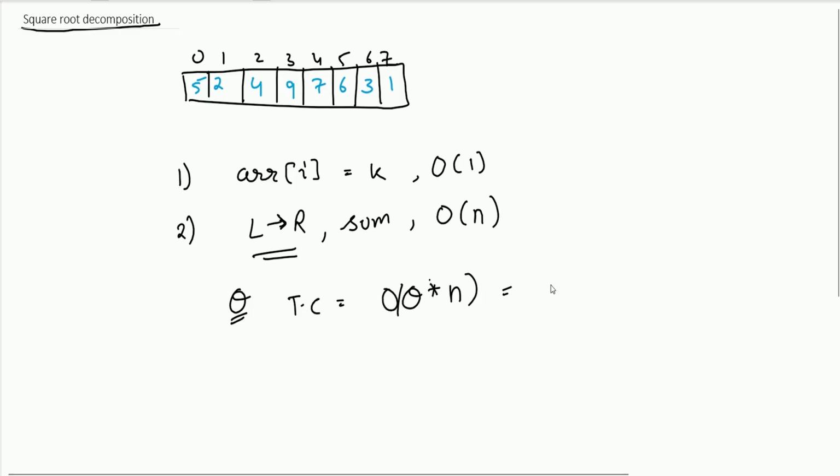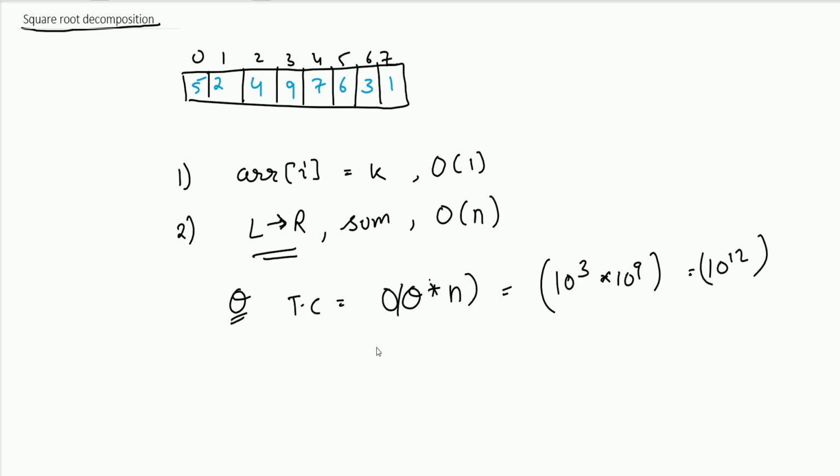Suppose my upper bound for q is 10 to the power 3 and n is 10 to the power 9. So this will become 10 to the power 12. It means for a computer to solve this many operations, it will take 10 to the power 12 divided by 10 to the power 9, which is approximately 1000 seconds, if it is solving 1 billion operations per second.